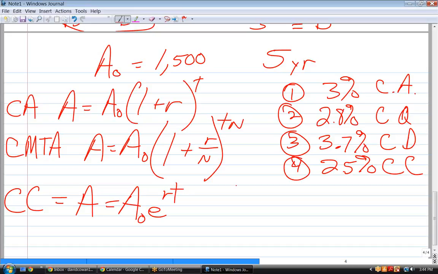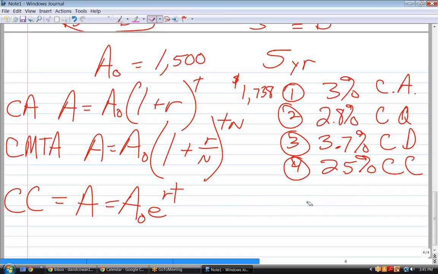So let's do the first one. 3% compounded annually. Our amount is going to be 1,500 times 1.03 to the t power. So that's 5 years. Do you have your calculator? I do. Let's come up with a number on that. $1,738.91.